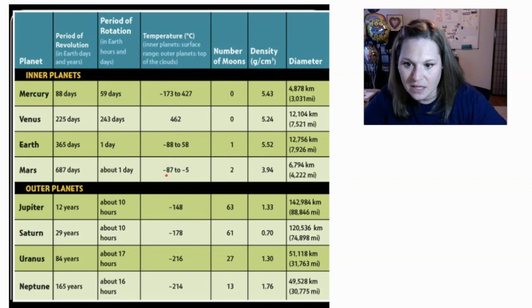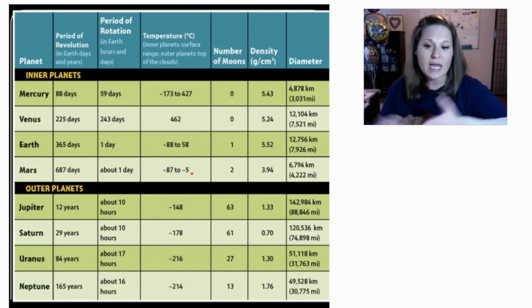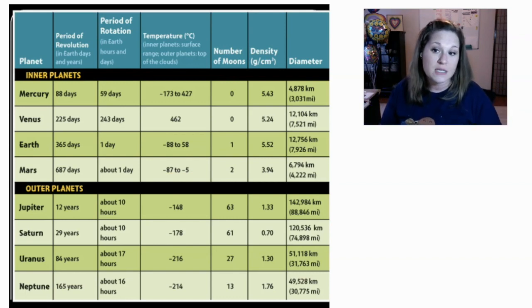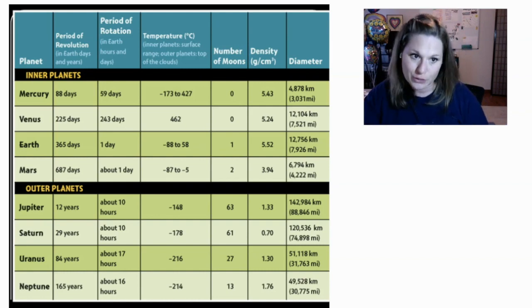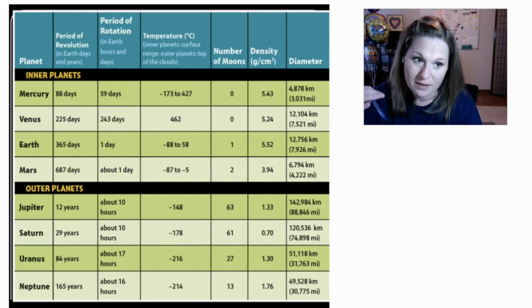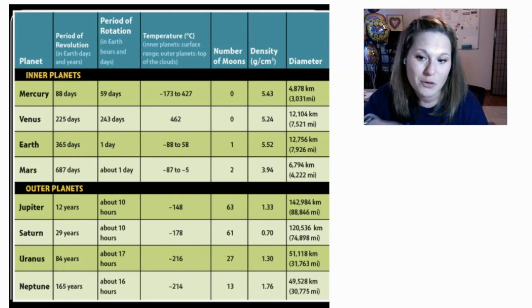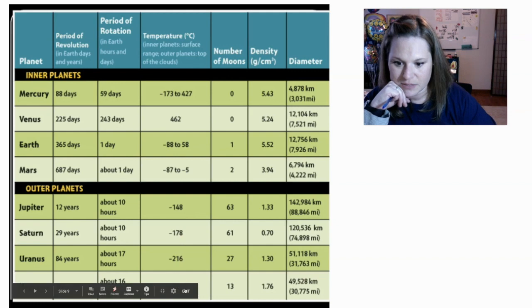Mars, it looks like their low number is about the same as ours. It's a little less, and then negative 5. So it doesn't get as warm on Mars as it does here on Earth. It's always below 0 degrees Celsius. It's always below freezing because in Celsius, 0 degrees is freezing, 100 degrees is boiling. So Mercury goes below freezing and above boiling with its temperature. Venus goes above boiling. Mars always is below freezing. And then look at the outer planets. All of those are always freezing.